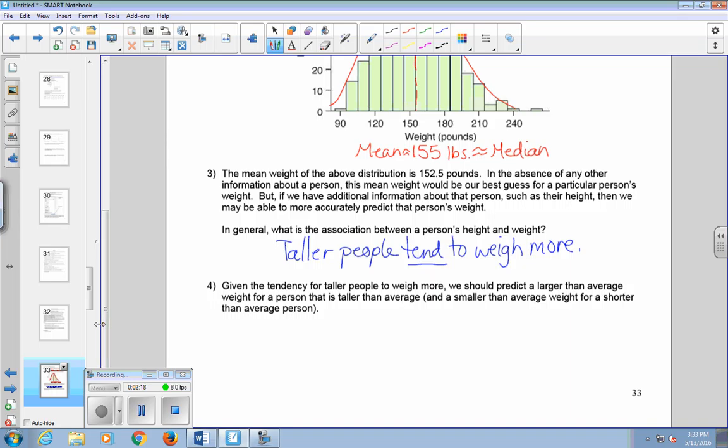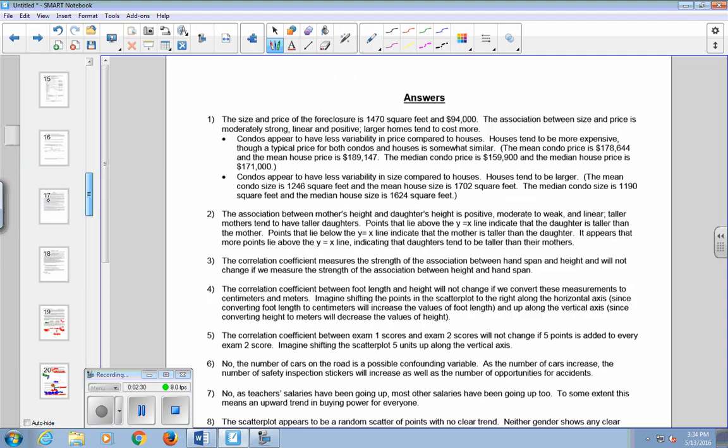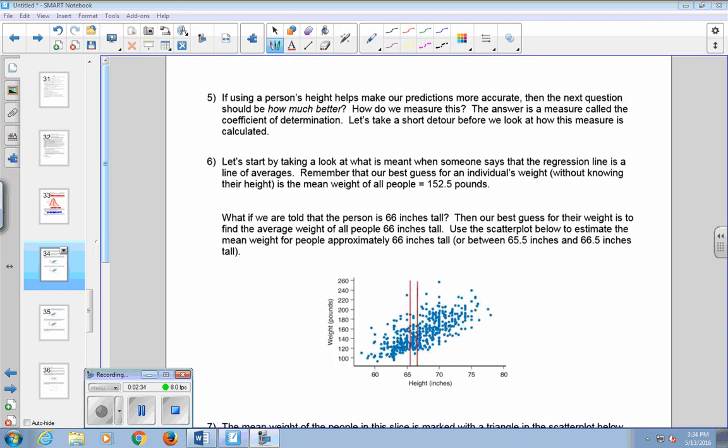And number 4, given the tendency for taller people to weigh more, we should predict a larger than average weight for a person that is taller than average. And we should predict a smaller than average weight for a shorter than average person. Okay, so number 5, if using a person's height helps make our predictions more accurate, then the next question should be how much better? How do we measure this?